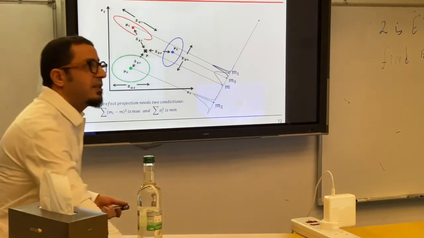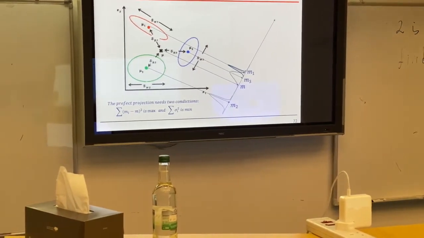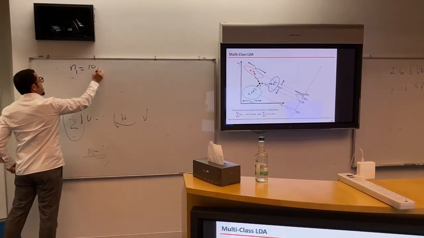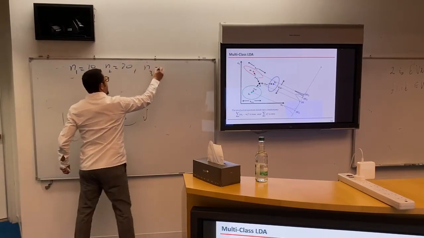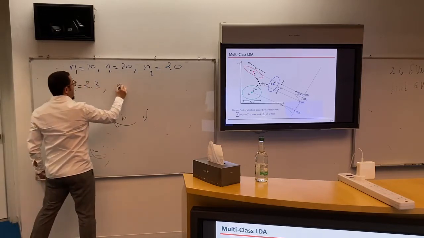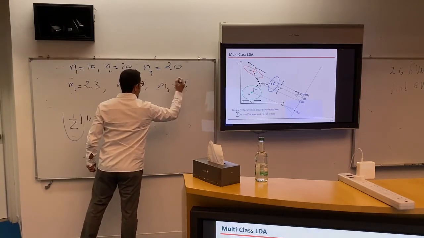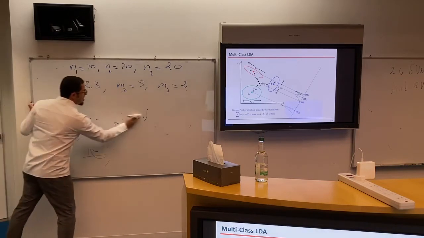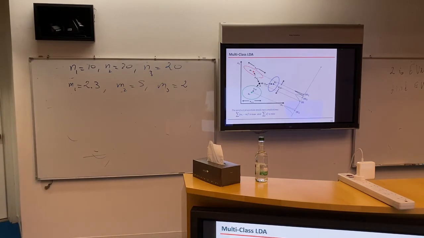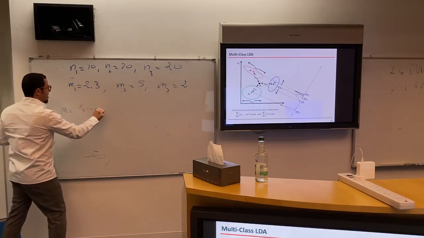If I give you M1, M2, M3, how will you get M? For example, N1 is 10, N2 is 20, N3 is 20, M1 is 2.5, M2 is 5, M3 is 2. Find M. Will it be M1 plus M2 plus M3? No, the numbers of samples are different. So what is M? It is the sum of all the data divided by the total number.